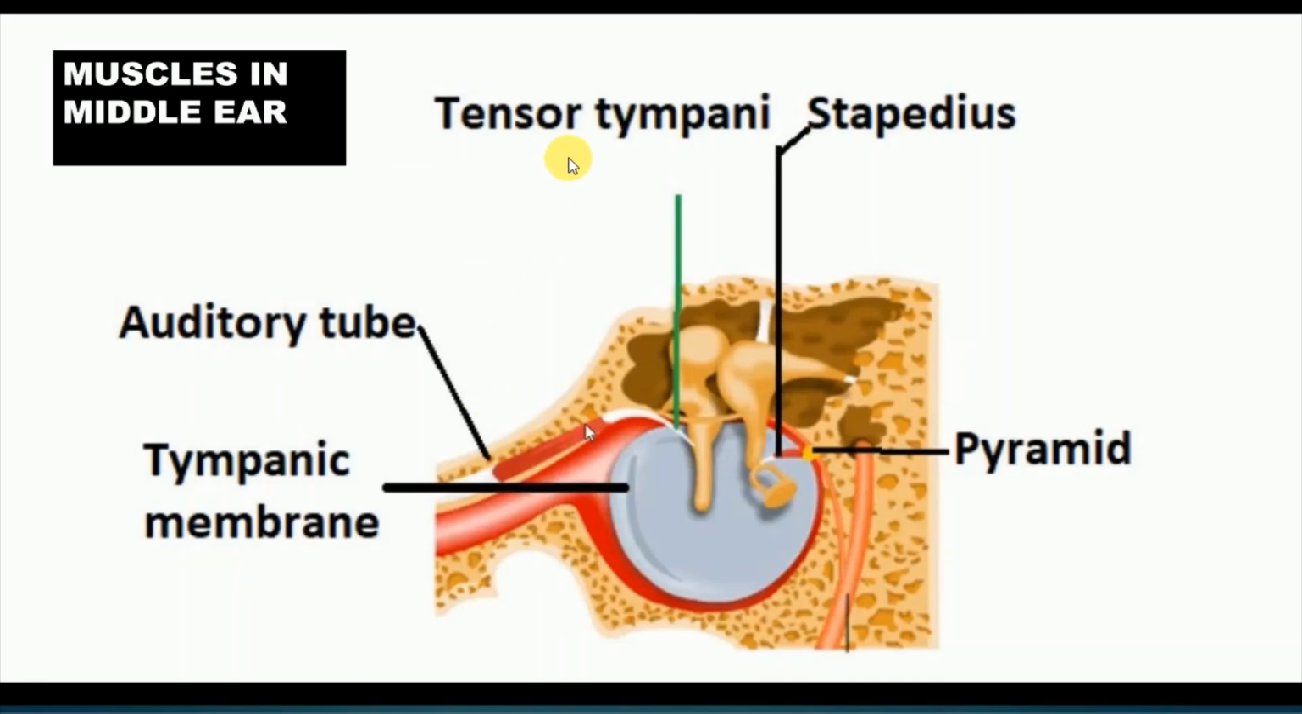Now, where do we normally use this muscle? When we are eating, when we are chewing food, a certain amount of sound is produced, but we don't hear that sound at the same intensity as it's being produced. Why? Because the tensor tympani muscle is pulling the malleus and tightening the tympanic membrane. Thus, we are not hearing the sound at the same intensity while we are eating food.